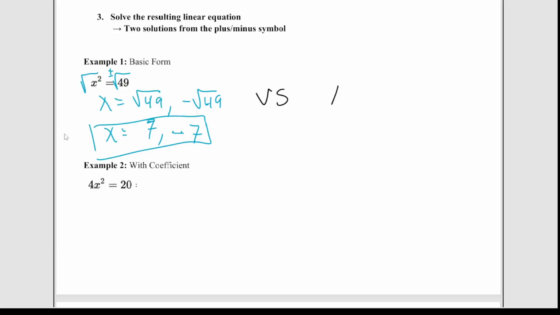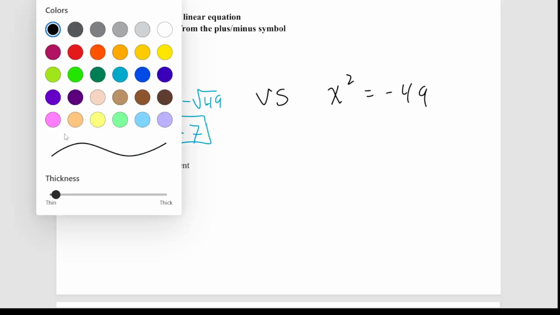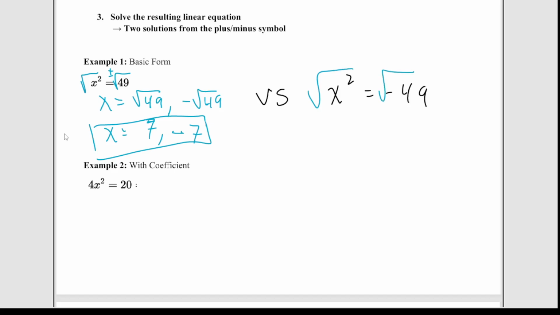Versus if you had x squared is equal to negative 49 and you tried to do the same move, this does not exist, so there would be no solution. So that's always something worth keeping in mind.